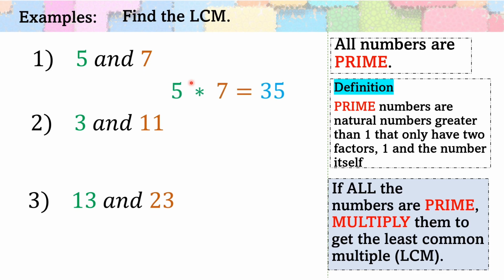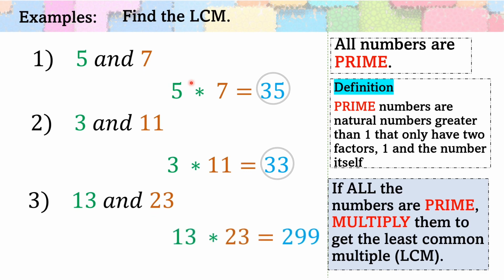Therefore, 5 times 7 is 35. So that's the LCM of 5 and 7. For number 2, 3 times 11, 33 is the LCM. Number 3, 13 times 23 is 299. That's the LCM of 13 and 23.